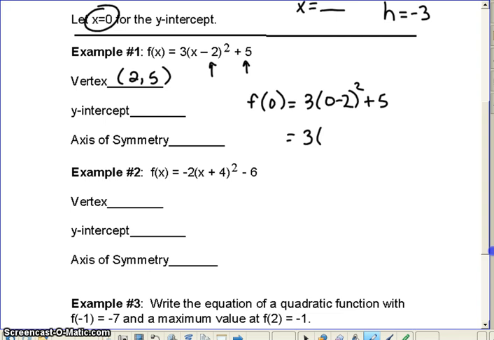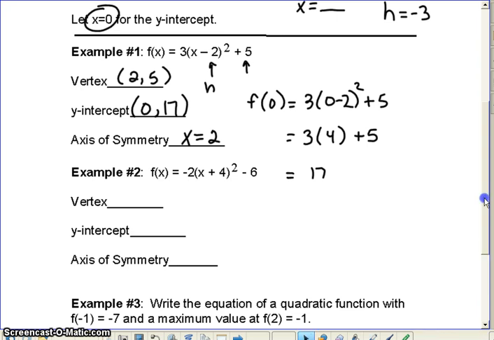Okay, 0 minus 2 is negative 2, and negative 2 squared is 4. 12 plus 5 is 17. So the y-intercept is 0, 17. So that's way up there, 0, 17. All right, the axis of symmetry is really easy. Okay, the axis of symmetry is just going to be whatever h is. So in this case, h is 2. So x equals 2 is the equation of that vertical line. And that's all there is to that.